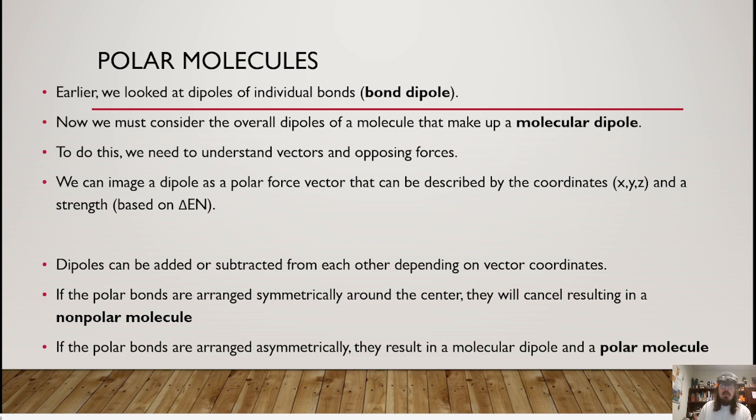Now, if polar bonds are arranged symmetrically around the center, the net result is a canceling of all bonds and results in a non-polar molecule. It does not matter if each bond itself is polar. If they are the same strength and they're pulling in opposite directions, they cancel out. CO2 is the perfect example. We have a strong carbon-oxygen double bond, but it's matched by a strong carbon-oxygen double bond pulling in the opposite 180-degree direction.